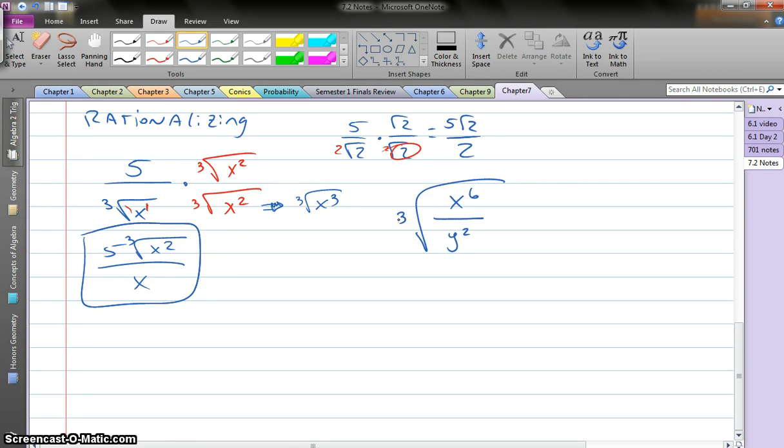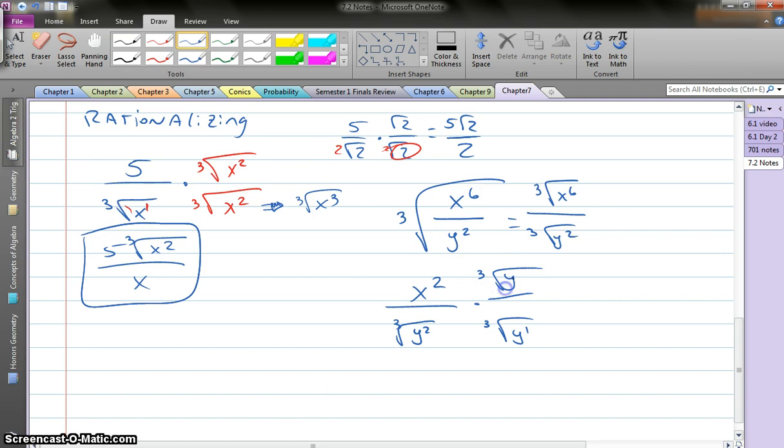The first thing I like to do is split it up. So we're dealing with the cubed root of x to the sixth and the cubed root of y squared. The cubed root of x to the sixth we know is x squared, so let's simplify that before we start messing with everything else. Now, I have two y's. How many do I need? I need 3. So I'm missing the cubed root of just one of them.